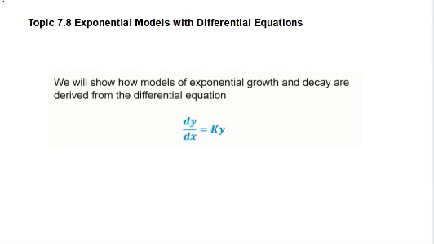All right, finishing up Unit 7 here. We're on topic 7.8, and we're going to deal with exponential models with differential equations today. We will show how models of exponential growth and decay are derived from this differential equation, dy/dx equals ky. Remember when we did direct and inverse variation? That's all we're dealing with here. This is a direct variation problem.